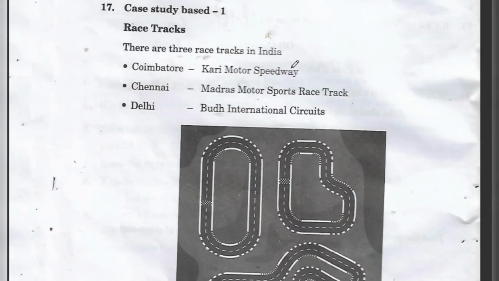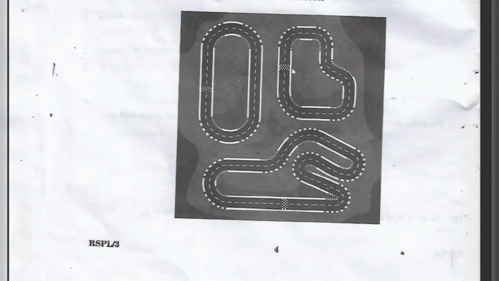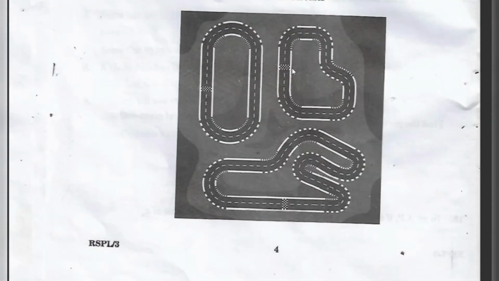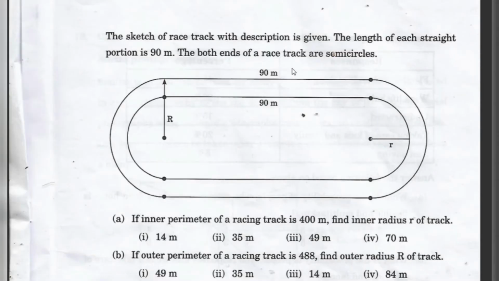Hello children, let us solve the case study based question. This question is from RSPL 3 paper 17 question. Here there are three race tracks in India, that is Coimbatore, Chennai and Delhi. Just go through the figure. This figure has no connection with the question. So do not be scared with the figure given here, the actual question starts at this point.